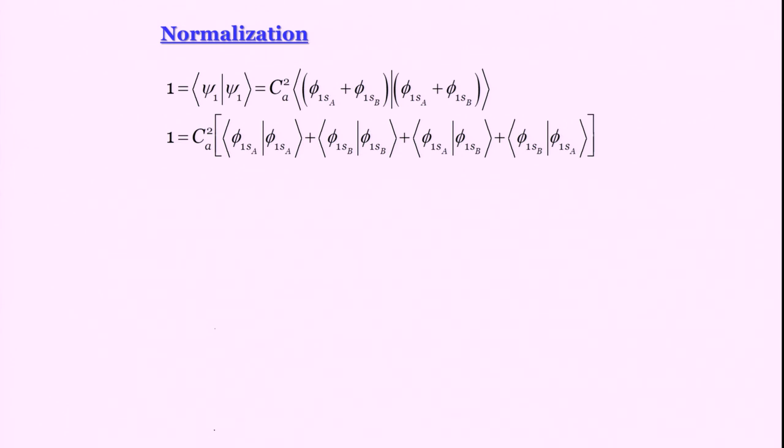Ca square multiplied by integral 1sa square plus integral 1sb square plus integral 1sa 1sb plus integral 1sb 1sa. Okay. These, as we know, are 1 because the s orbitals are individually normalized. What about these two? These are not 0. These are quantities that come up when we do valence bond theory treatment as well. The only difference is that for valence bond theory we cannot work with H2 plus, we have to work with H2 because it requires 2 centered 2 electron.